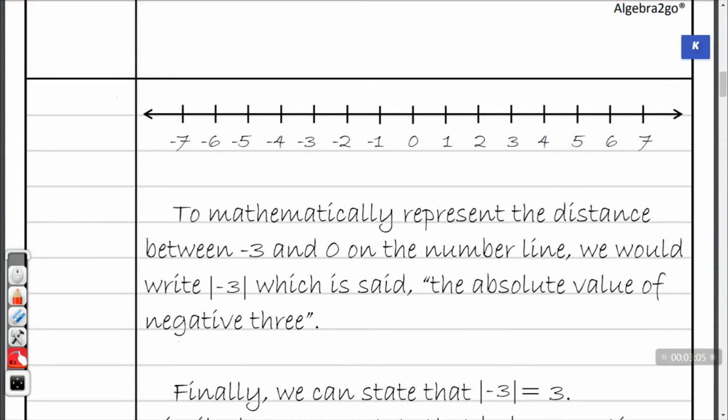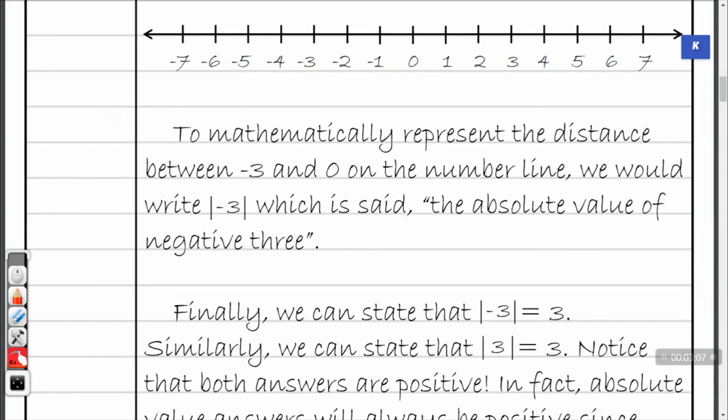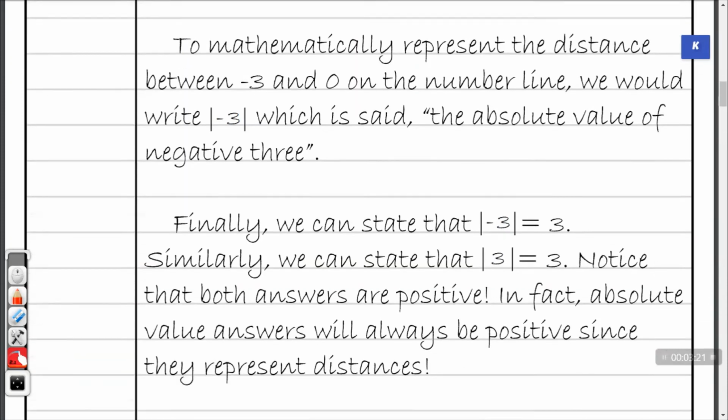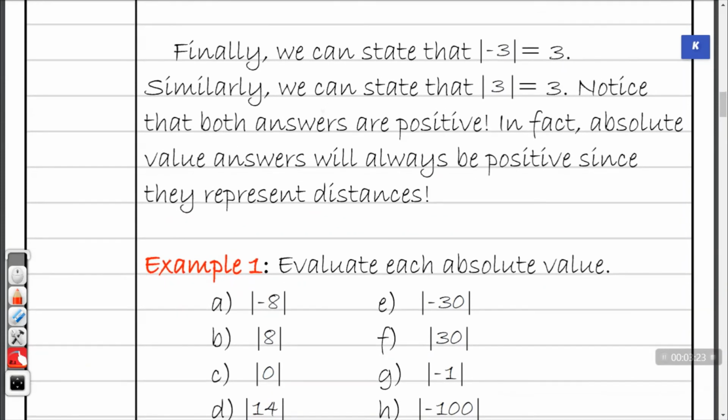You'd say east or west; here we're talking about negative being to the left and positive being to the right. To mathematically represent the distance between negative 3 and 0 on the number line, we would write the absolute value of negative 3, and as we said, that is 3. Finally, we can state that the absolute value of negative 3 is 3.